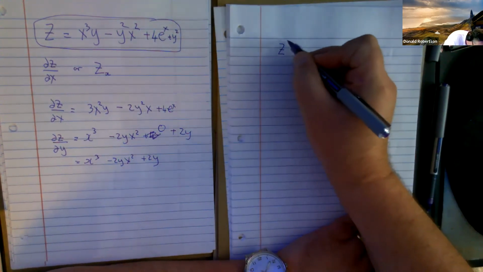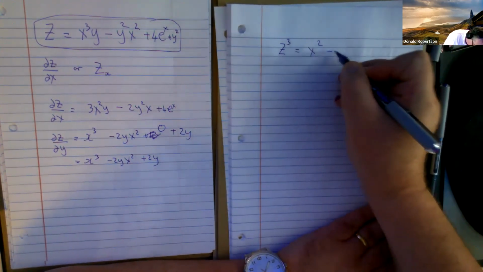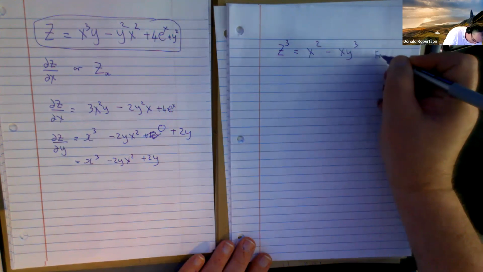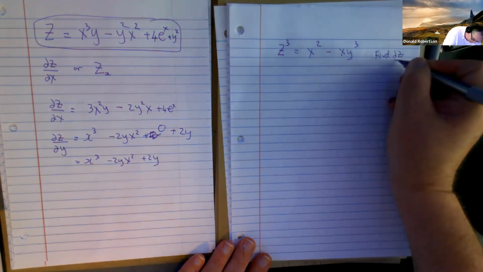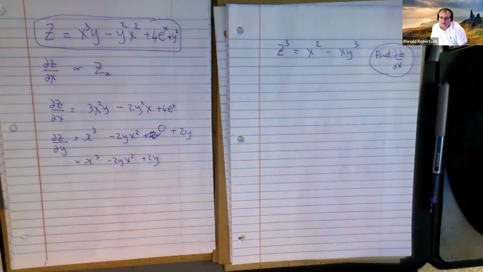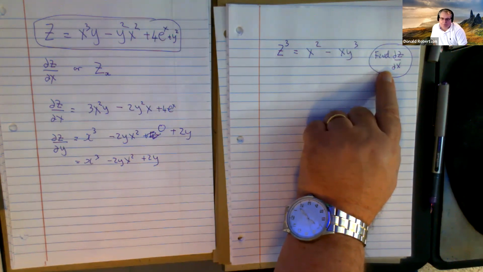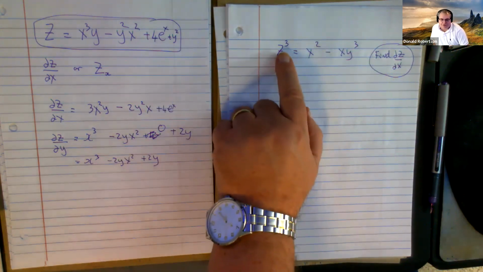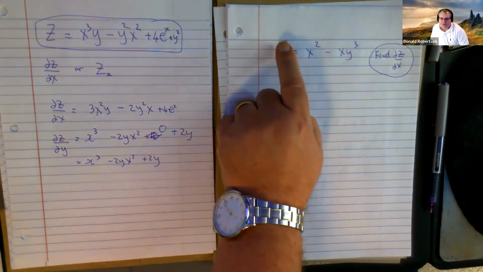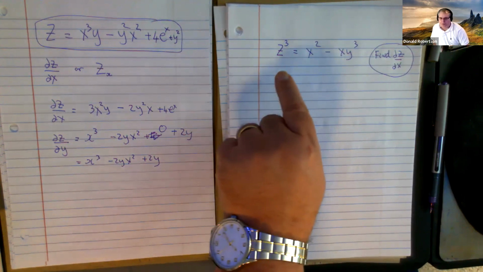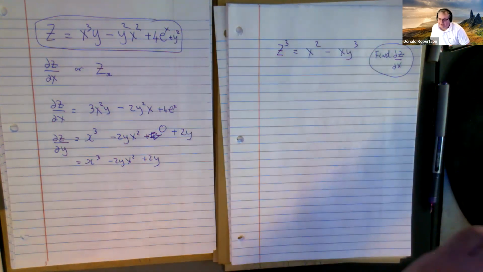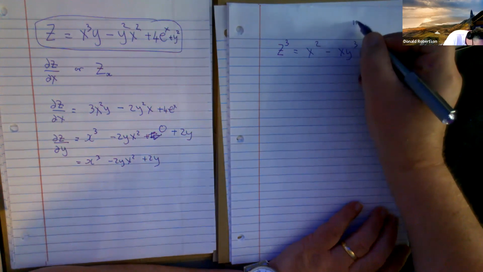Let's suppose you got z cubed equals x squared minus xy cubed, right? Let's suppose we had that. And the question asked you to find dz by dx. Implicit differentiation should only be used when the formula is not z equals. So if it's z equals, this is the way to go. But if it was a z squared here, or x squared plus y squared plus z squared equals 10, something like that, then you would do this different technique, which is called implicit differentiation.